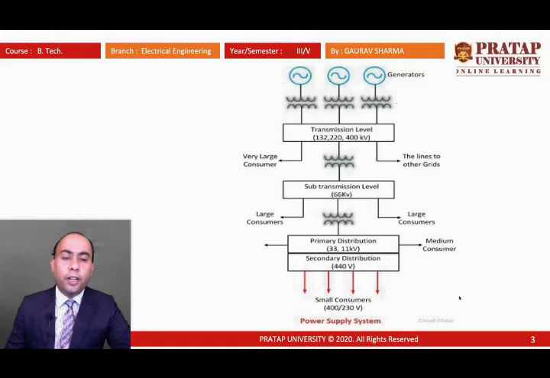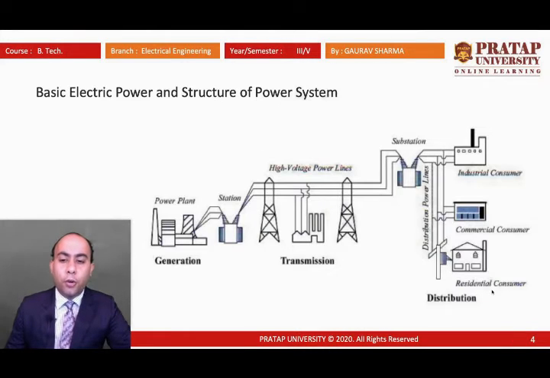And if we have a single phase connection, then we are using 230 volts, and if we have a three phase connection, then we are using 415 volts. Now you can easily understand this structure by this diagram. Overall our power system is categorized in three categories: one is generation, second is transmission, and third is distribution. In these three categories we are dividing our power system.